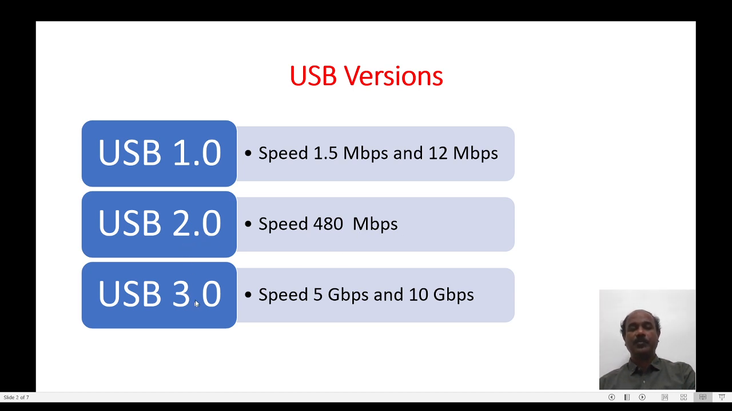Then came USB 3.0. The speed of data transmission in this USB is 5 Gbps, and the higher versions of USB 3.0 allow data transfer up to the rate of 10 Gbps. So these are the different USB versions that have come up.